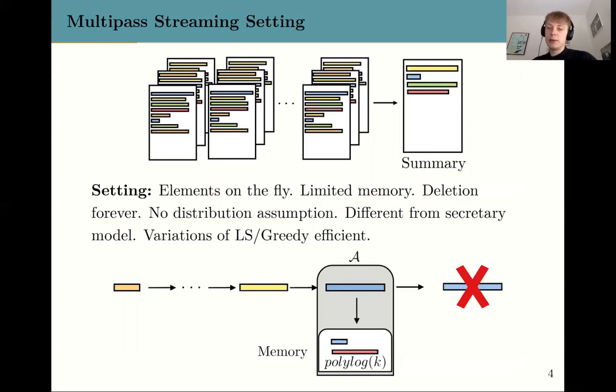Note that I have a limited memory. The deletion of these elements is forever. And I don't assume any distribution on the stream, so the order of the stream can be adversarial. As we'll see, to design good, efficient algorithms in such a setting, variations of local search and greedy algorithms often perform well.